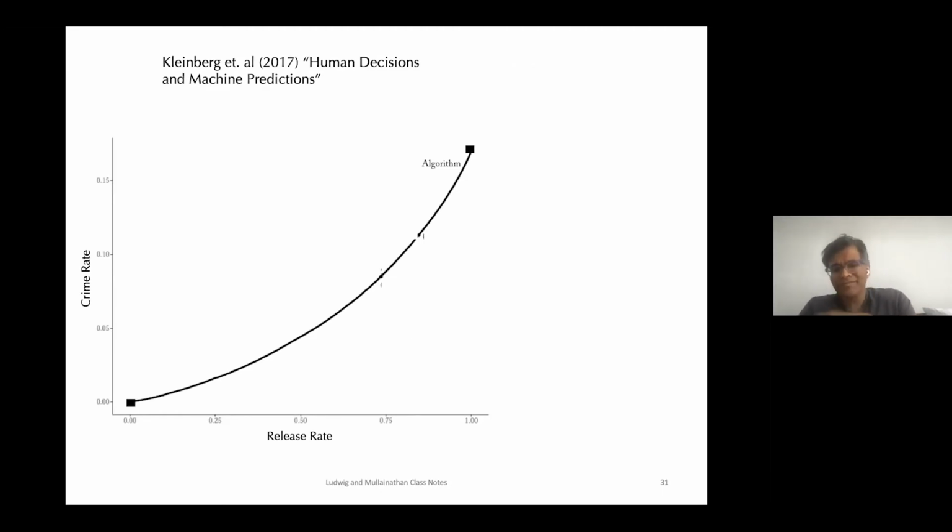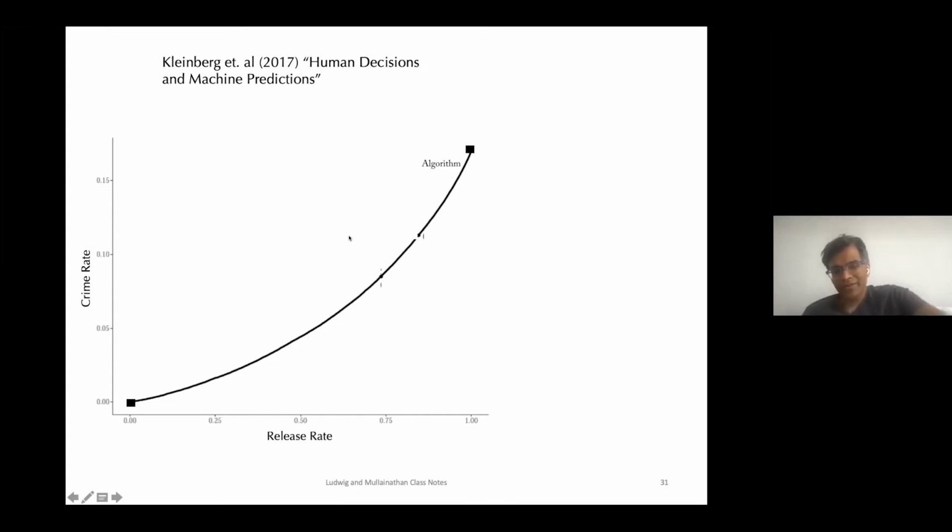So on the x-axis, we have the release rate. On the y-axis, we have the crime rate. Here I'm showing you the curve that the algorithm realizes. The curve depends on where you set the threshold. If you set the threshold very high, no one is released. Of course, the algorithm has a 0 crime rate because everyone's in jail. Here's the crime rate you get if everyone is released, and here's the trade-off you get.